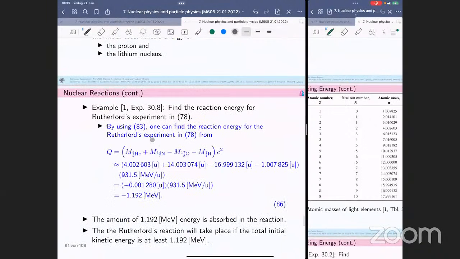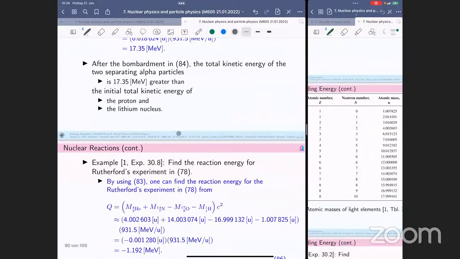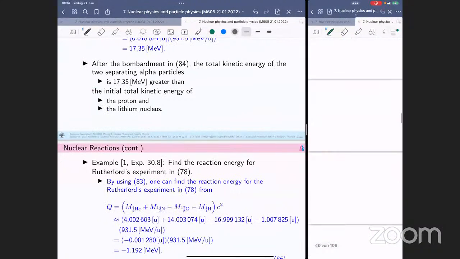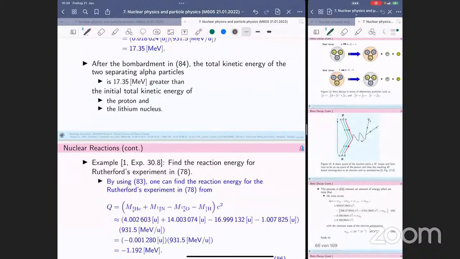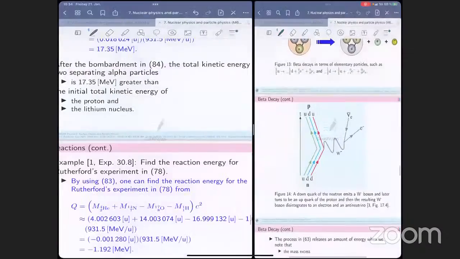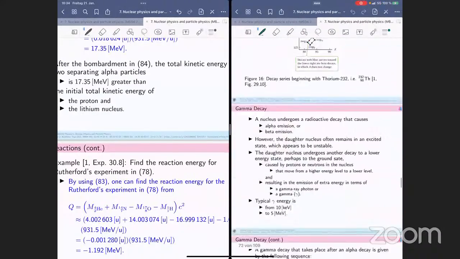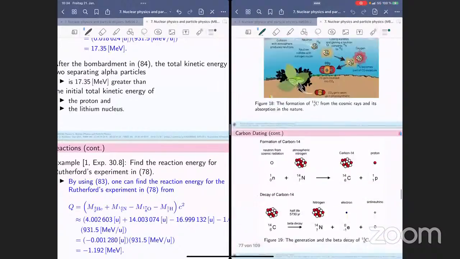And now we move to another type of reaction process. It is the process by Rutherford, right? Rutherford is the person who considers the nuclear reaction process. This is the gamma decay, carbon dating.